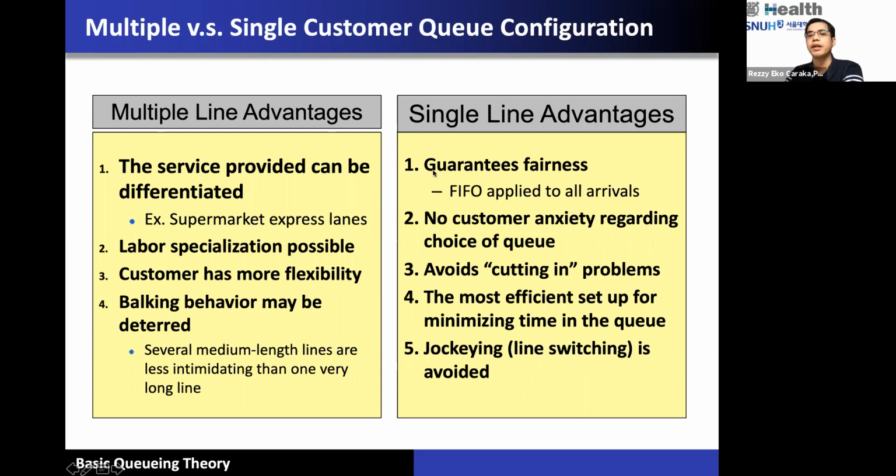If you're talking about a single line, this is the example of FIFO, first in, first out. So it guarantees fairness, which is an advantage of the single line. And the second is no customer anxiety regarding the choice of queue. It also avoids cutting in line. It is the most efficient setup for minimizing time in the queue. And last but not least, line switching is avoided. So these are the advantages of the single line, compared with the multiple line.